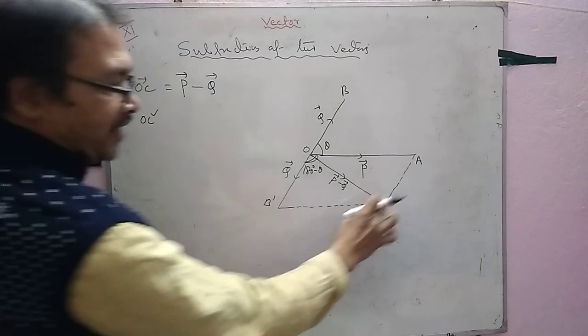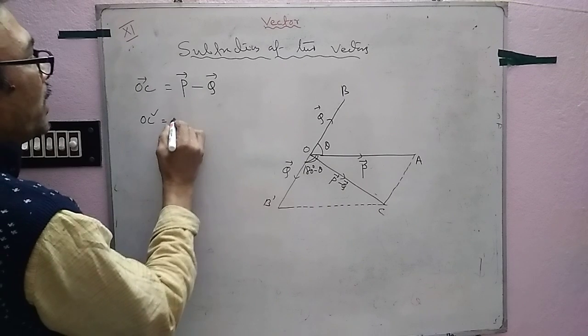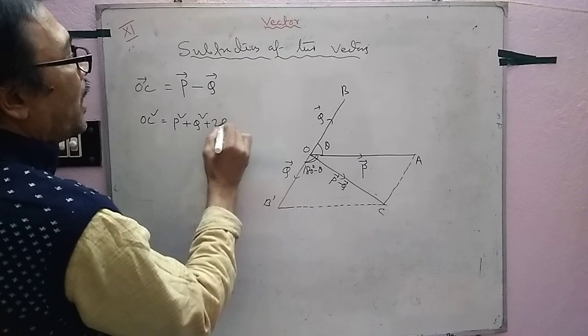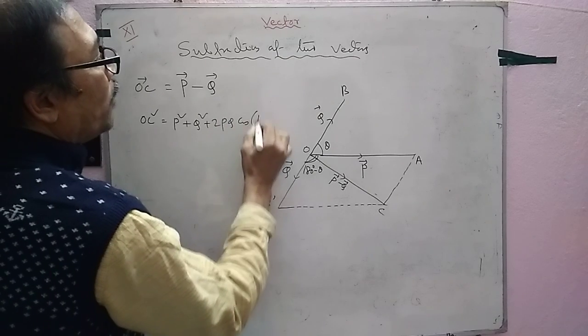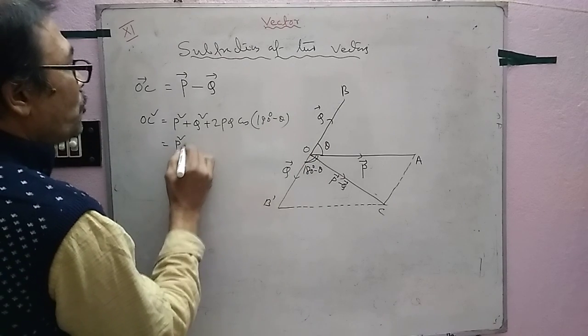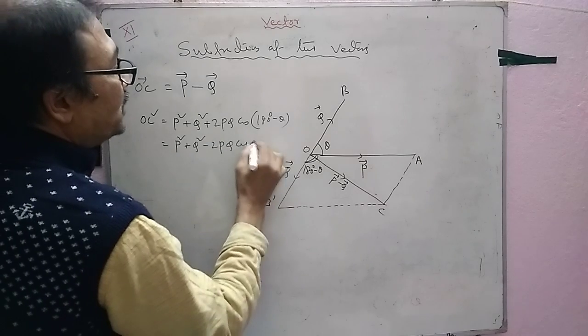So from the parallelogram law of vector addition, ভেক্টর যোগের সামন্তরিক সূত্র থেকে আমরা কি পাবো? OC স্কয়ার ইকুয়াল টু P স্কয়ার প্লাস Q স্কয়ার প্লাস 2PQ cos of 180 degree minus theta, that is P স্কয়ার প্লাস Q স্কয়ার minus 2PQ cos theta. Clear?